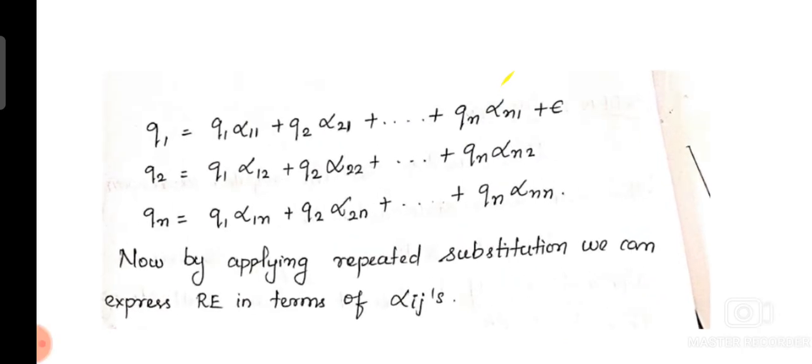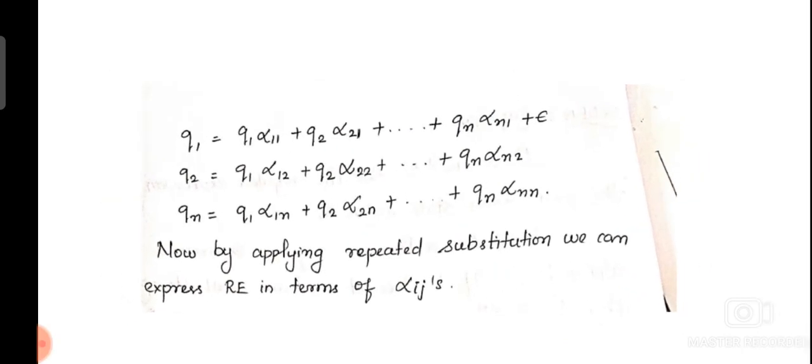Then according to that we will write equations for the different states available in our system. For example, commonly we are deriving Q1, Q2 up to Qn. For Q1, for example, we can derive the equation Q1 alpha 11 plus Q2 alpha 21 plus etcetera up to Qn alpha n1. For the starting state, we have to add epsilon in the equation at last. Similarly, for other states, we have to derive the equation. We will perform the substitutions, and finally we will get the regular expression.